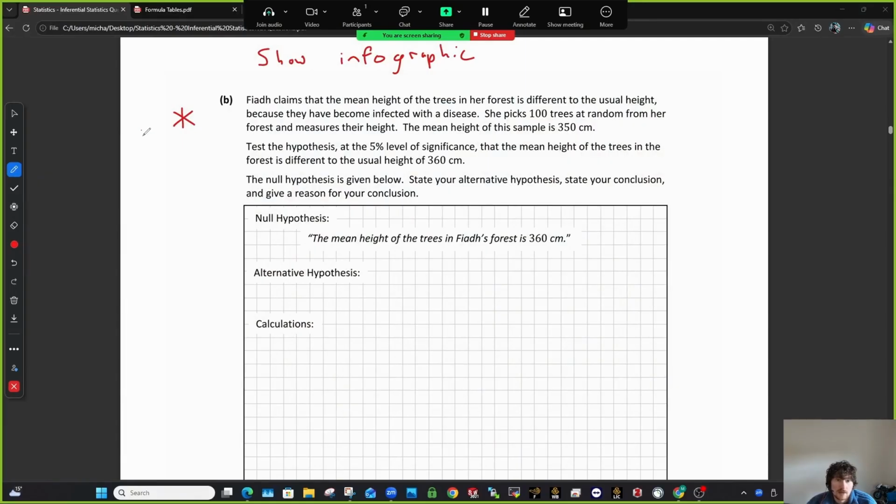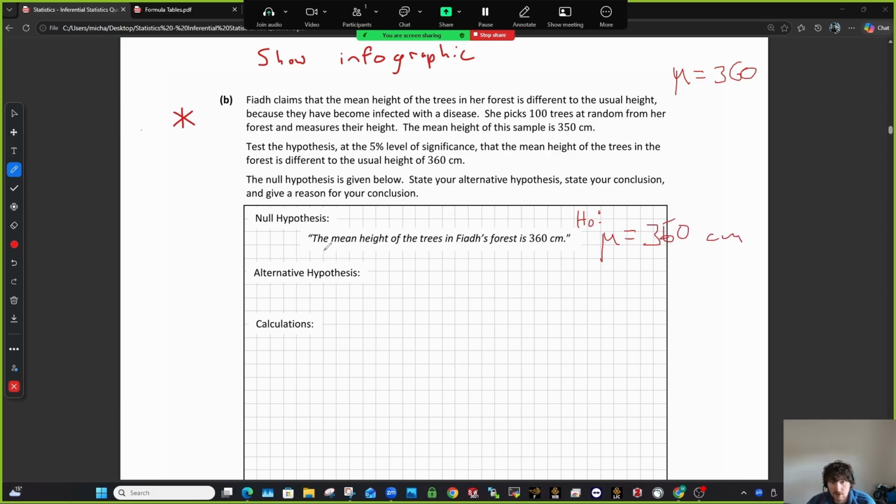So Fia claims that the mean height of trees is the usual height. That means we're claiming that mu is still 360. And so they've actually filled in the null hypothesis for us here. In other words, the shorthand way of saying this is that H0 would say mu is 360, and I think it has units, yeah, centimeters.